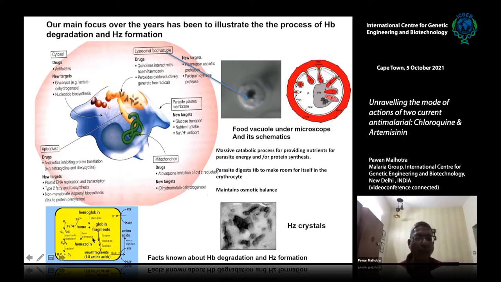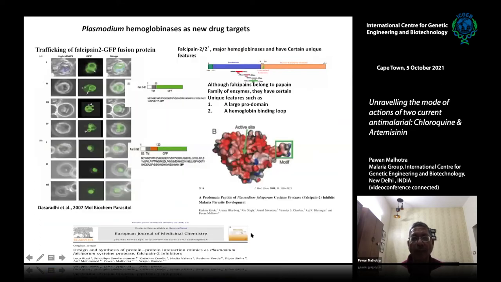What was known up till now, when we started work, was that hemoglobin is degraded by the enzyme called plasmepsin, which is an aspartic protease, and falcipain 2, which is a cysteine protease, and it is broken into globin and heme. And this heme is converted into hemozoin, and the globin fragments are further fragmented by different proteases, and these amino acids are used by the parasite. So if we stop this process of hemoglobin degradation or hemozoin formation, the parasite actually doesn't survive. The right-hand panel shows you the crystals of hemozoin.